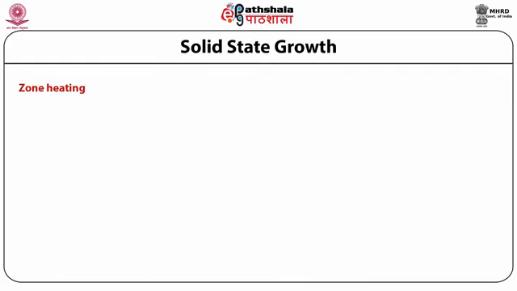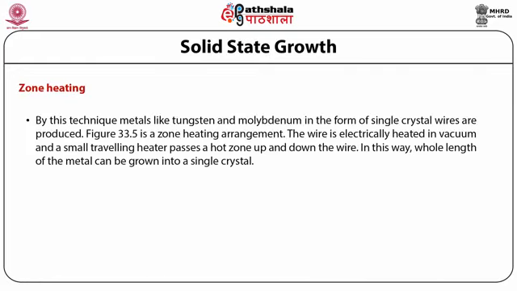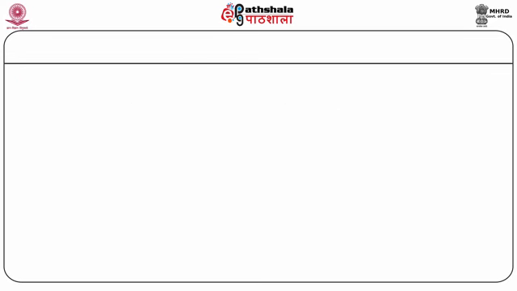The next is zone heating. By this technique, metals like tungsten and molybdenum in the form of single crystal wires are produced. Figure 33.5 is a zone heating arrangement. The wire is electrically heated in vacuum, and a small traveling heater passes a hot zone up and down the wire. In this way, the whole length of the material can be grown into a single crystal.